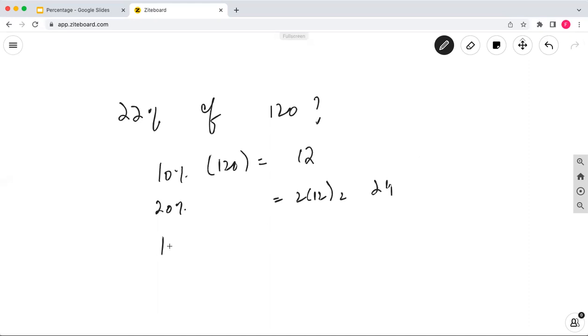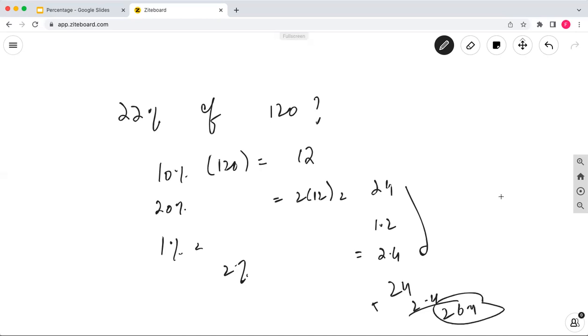Okay, now what is 1%? 1.2. So what is 2%? 2.4, right? So now can you tell what is 22%? 26.4. Just add these two, 24 plus 2.4, which is 26.4.